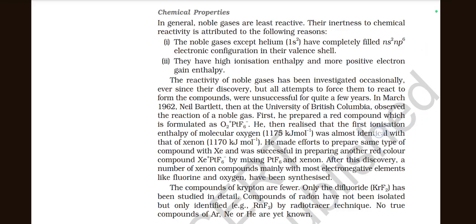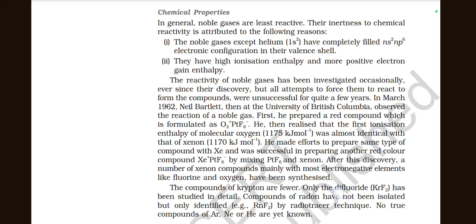In March 1962, Neil Bartlett, then at the University of British Columbia, observed the reaction of a noble gas. First, he prepared a red compound which is formulated as O2+ PtF6-. He then realized that the first ionization enthalpy of molecular oxygen was almost identical with that of xenon. He made efforts to prepare similar compounds of xenon and was successful in preparing another red colored compound by mixing PtF6 and xenon.